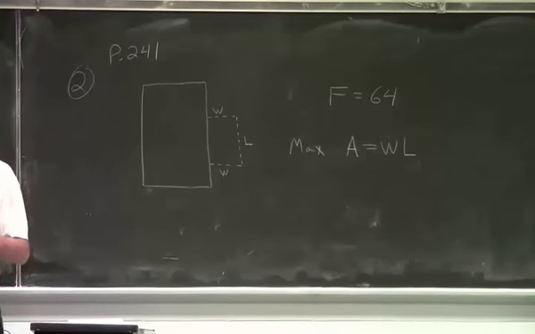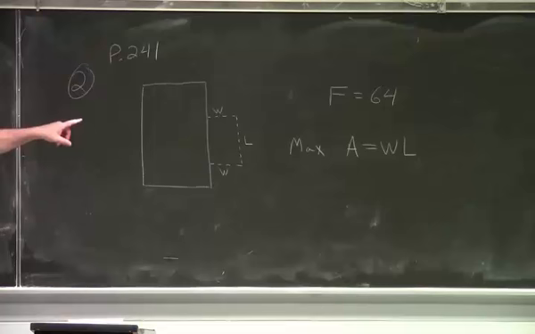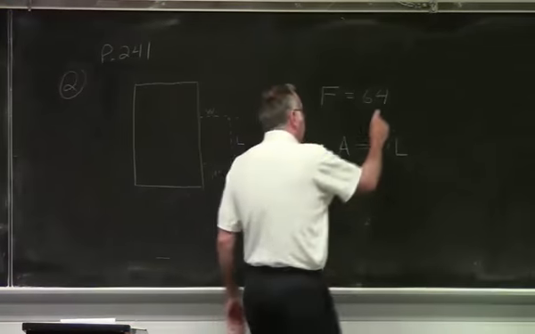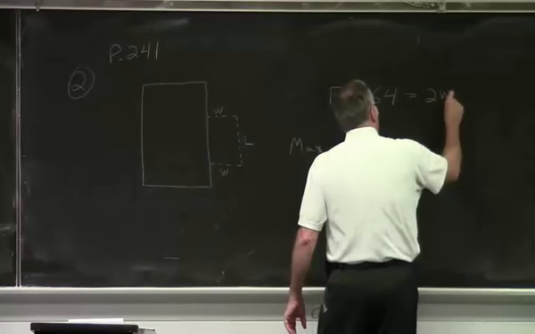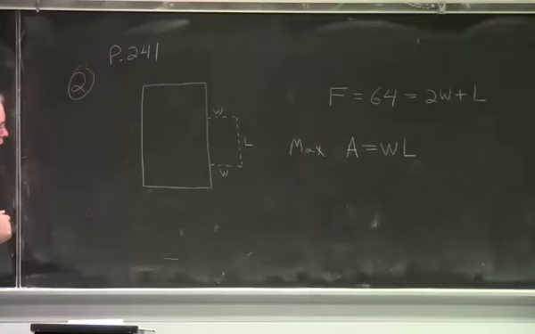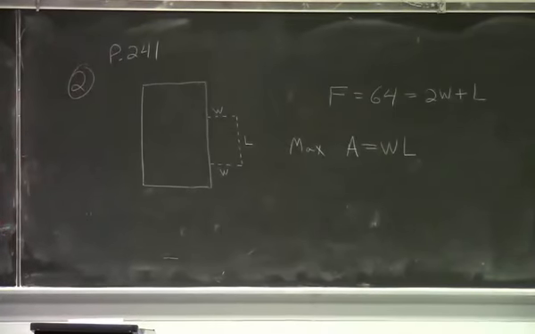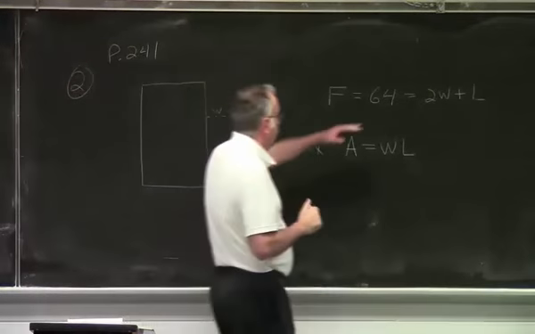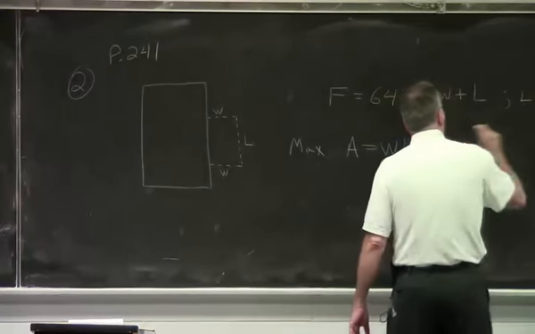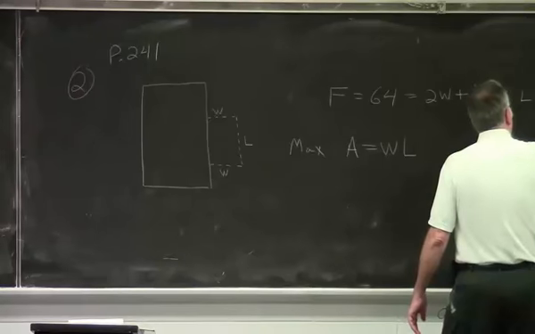Johnny? Yes. Exactly. Your length of fencing, we've got to use that information. The length of fencing is just going to be equal to 2W plus L. And now we can use this equation right here to substitute for L, let's say, in terms of W. And rewriting this equation, we could write L is equal to 64 minus 2W.